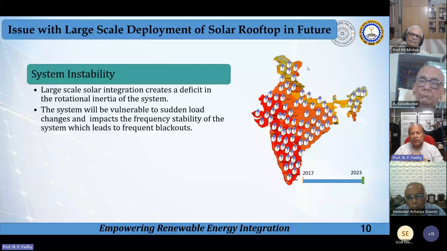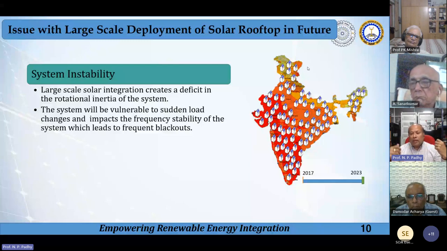Now, the major issue here, when you have maximum penetration from PV, is that large-scale solar integration creates a deficit in the rotational inertia of the system, because when these generations are from 16% to 40% of injection, they will probably reduce my rotational devices because of PV injection power. So the inertia of the system will reduce over a period of time, and the system will be naturally vulnerable to sudden load changes and impact the frequency stability of the system, which leads to frequent blackouts.